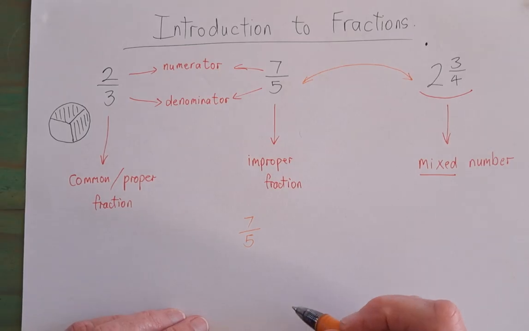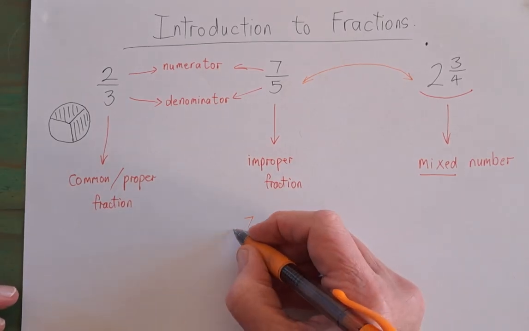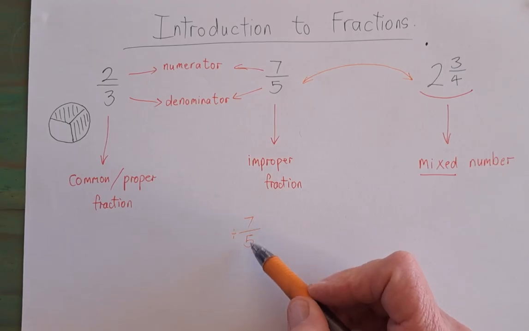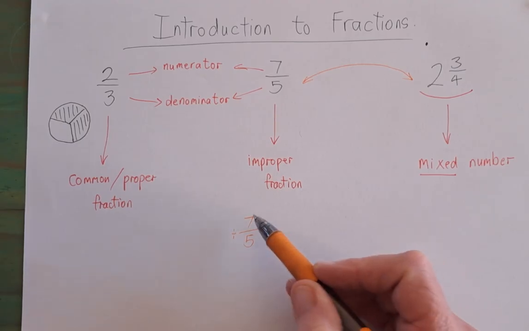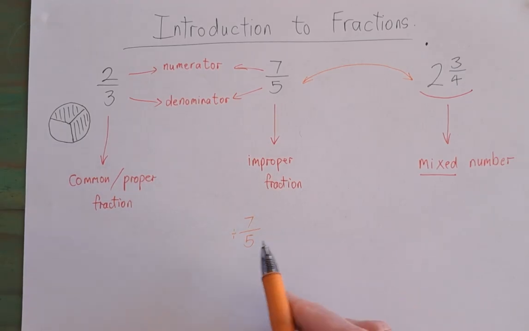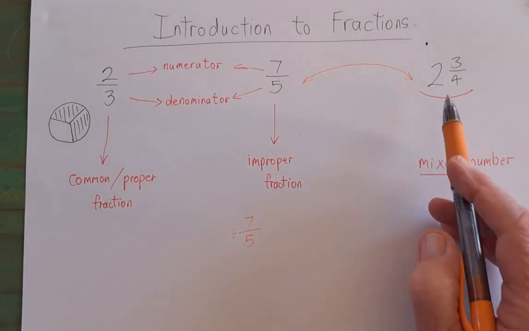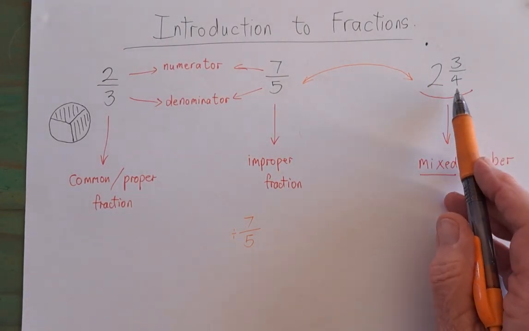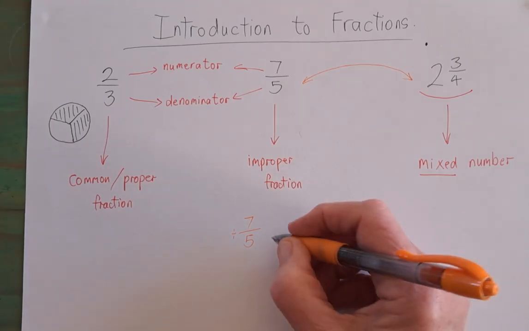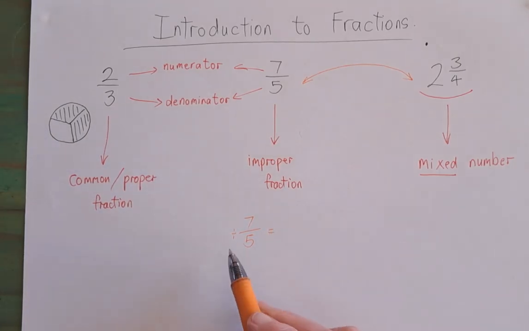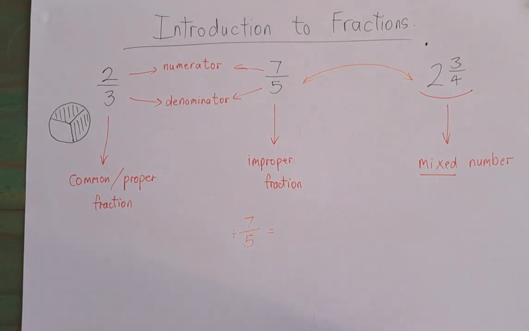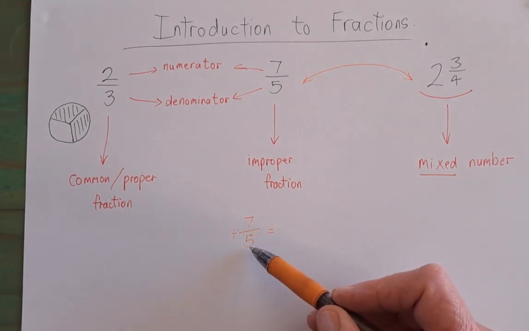7/5. Now we have to remember that this little line of a fraction actually means division. So 7/5 is actually saying 7 divided by 5. And if we're trying to change that to the form where it has a whole number and then a fraction attached to it, what we need to do is exactly what this operation is telling us.